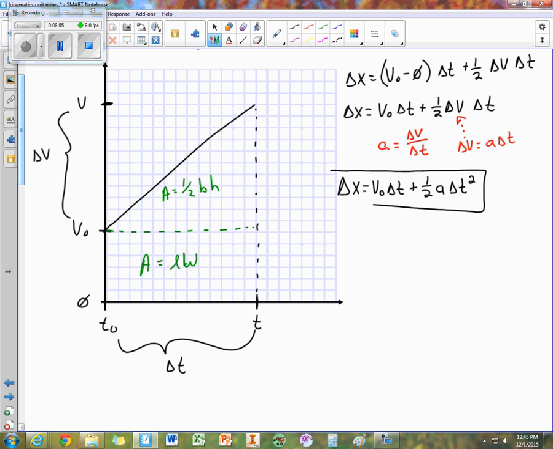This is a very important formula. This one's universal. It works for both constant velocity and constant acceleration. So it's a very, very important formula.